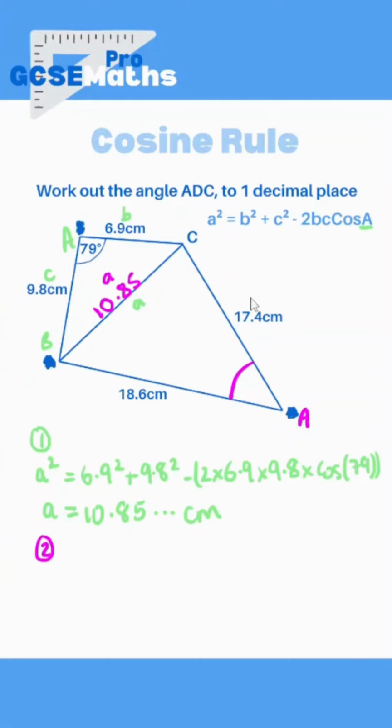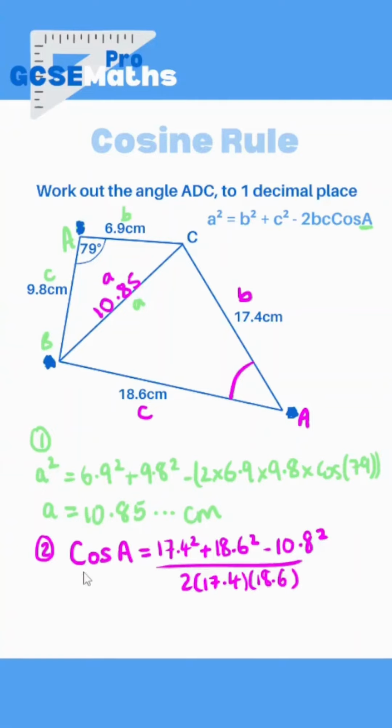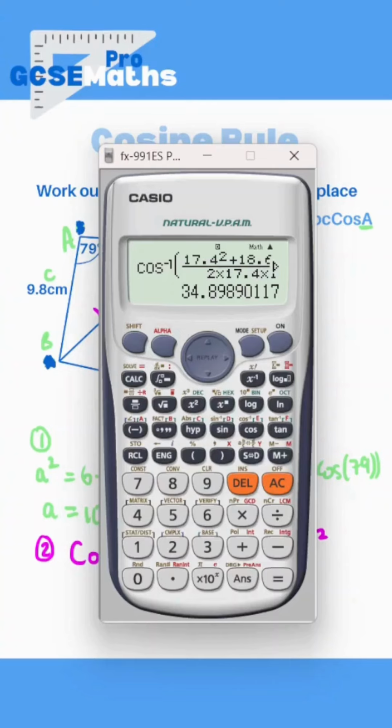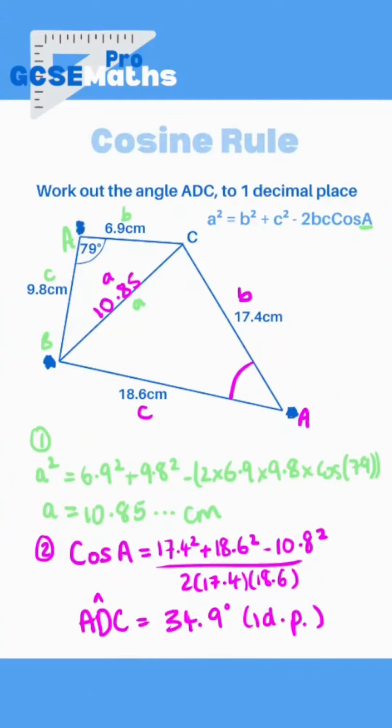The B can stay as it is, making 17.4 side B, and the C can also stay as it is, making 18.6 side C. And I'm going to substitute that into my formula where cos A is the subject. As we're looking for an angle, I'm going to also use cos inverse of all of that fraction, which gives me 34.898. So to one decimal place, I get angle ADC to be 34.9 degrees.